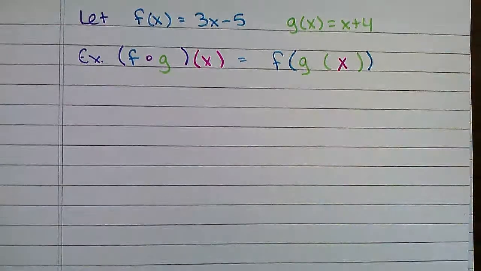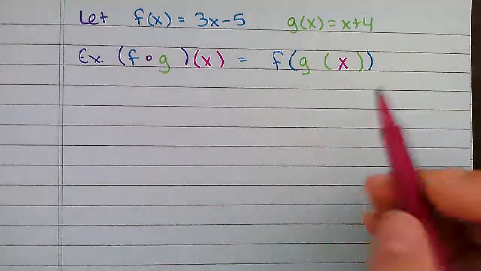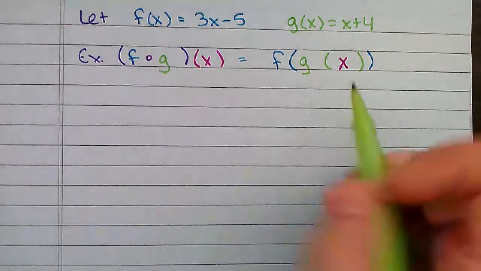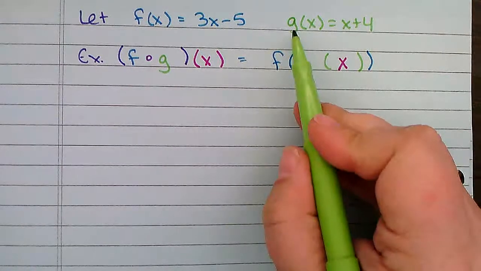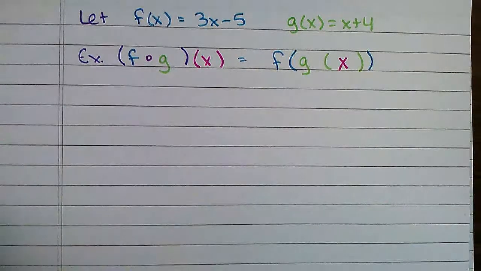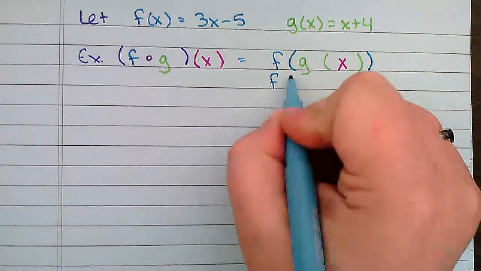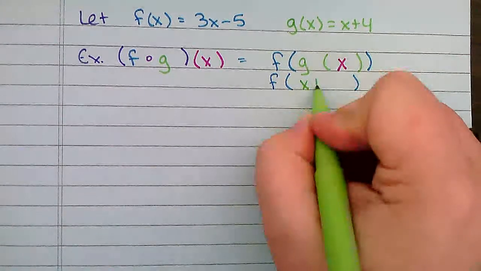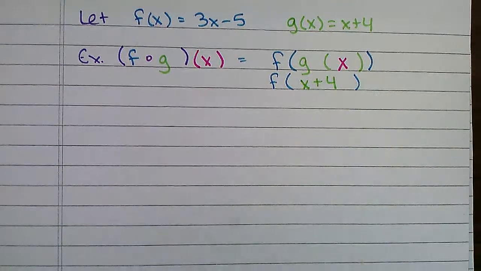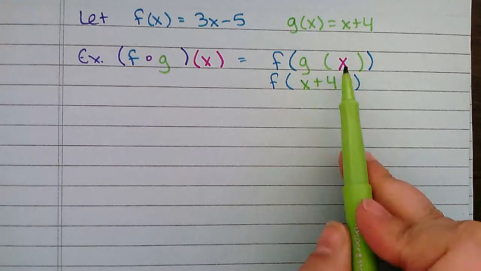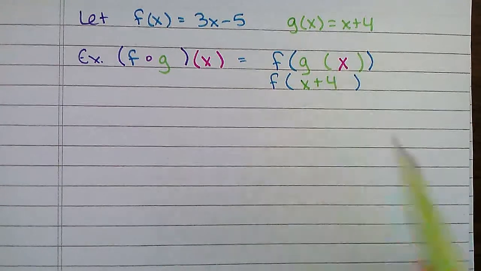with an x. Okay, so this first part is actually pretty easy because it says it wants g of x. Well, that says g of x. So I'm going to take what that equals and just replace it. So I have my f function, and I'm going to put g of x in there, x plus 4. Okay, so that part was pretty easy. G of x equals x plus 4, so I just replaced this g of x with what it equaled.